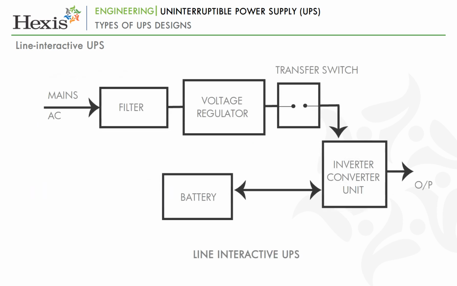In the line interactive UPS, separate battery charger, inverter, and source selection switch are replaced by a combination inverter or converter unit. When the line power is operating, the inverter charges the battery. When the power fails, it operates in reverse.